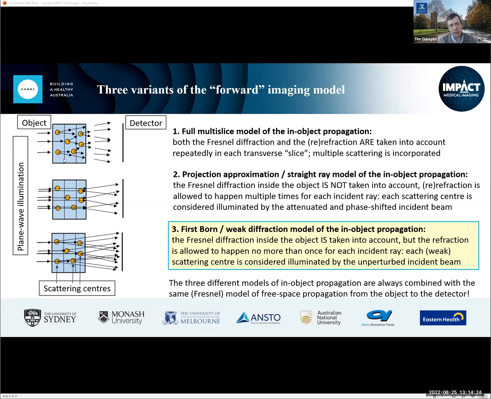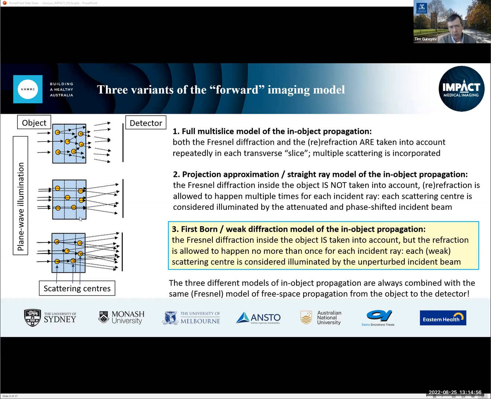As a result, the so-called multiple scattering of X-rays, where an X-ray can scatter from one inclusion in the object and then go to another inclusion and be scattered there, which can happen multiple times in principle, and all these multiple scattering processes, as well as the Fresnel diffraction of X-rays inside the object, are taken into account in this general model.